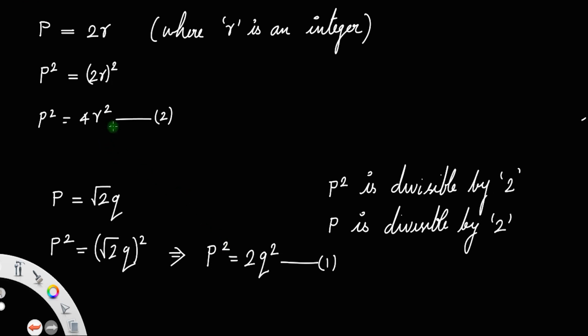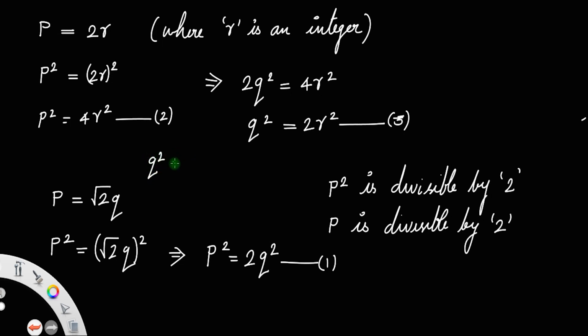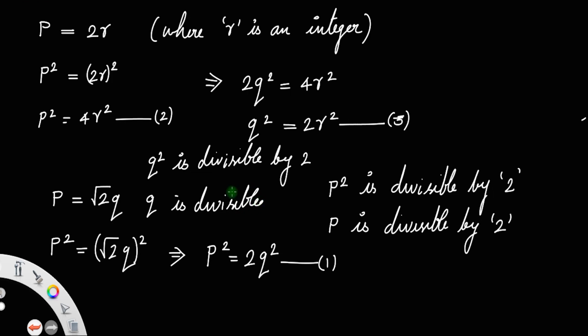If you compare 1 and 2, you will get 2q square is equal to 4r square, or q square is equal to 2r square. Call this equation number 3. And this indicates that q square is divisible by 2. Also, if q square is divisible by 2, then q is divisible by 2.